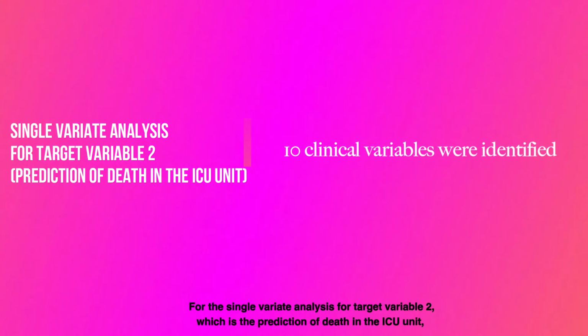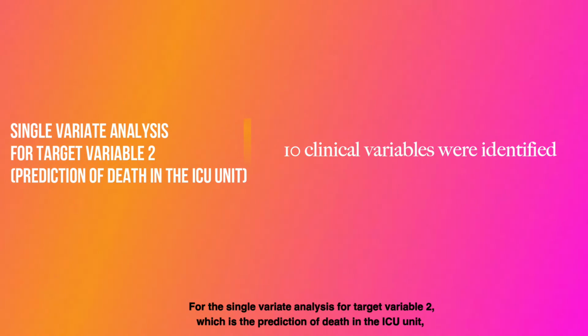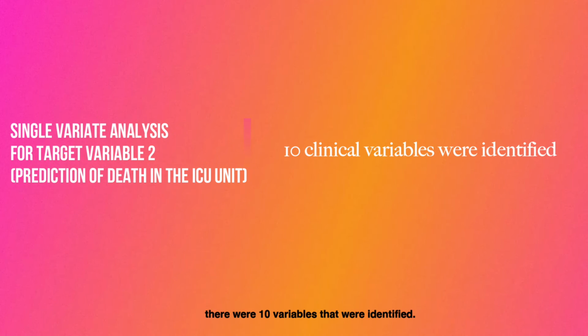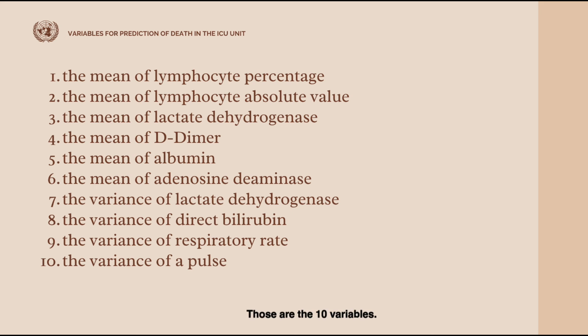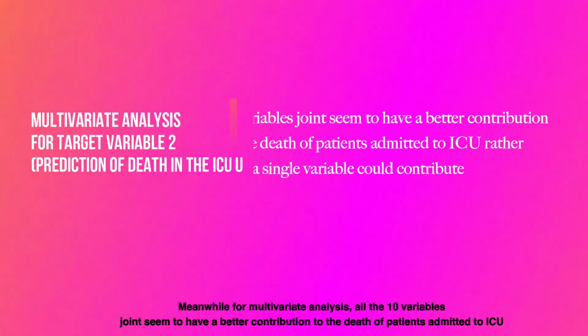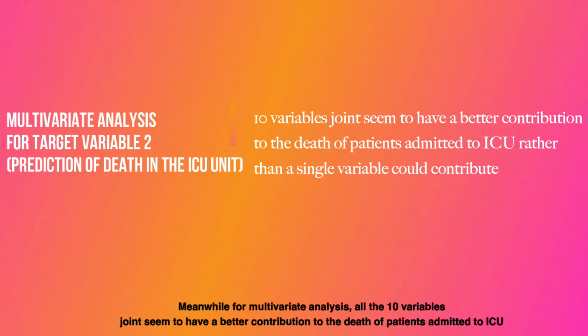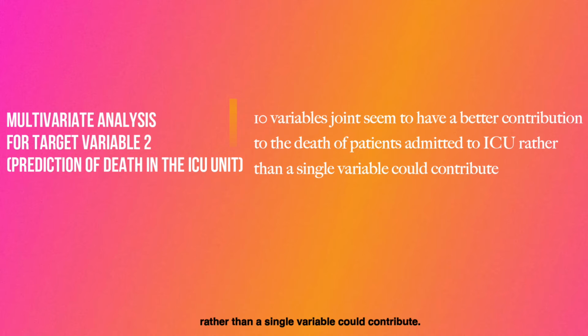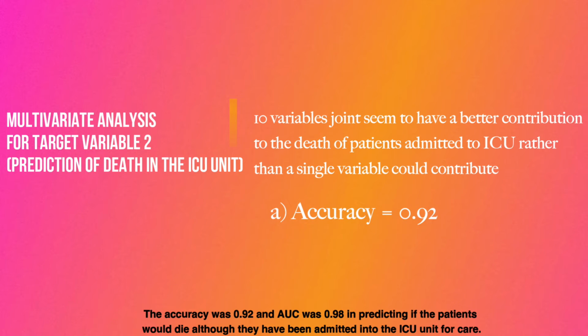For the single variate analysis for target variable 2, which is the prediction of the death in the ICU unit, there were 10 variables that were identified. Those are the 10 variables. Meanwhile, for multivariate analysis, all the 10 variables jointly seem to have a better contribution to the death of patients admitted to ICU than a single variable could contribute. The accuracy was 0.92 and AUC was 0.98 in predicting if the patient would die, although they have been admitted into the ICU unit for care.